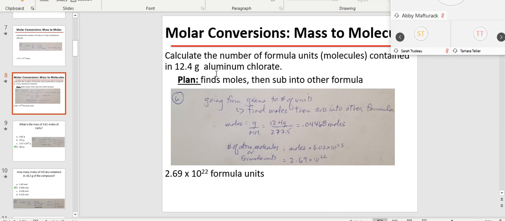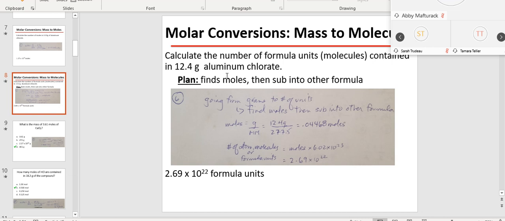Here's one here. Calculate the number of formula units. And I put molecules in here just to help you, all right? But here we're talking about an ionic solid, so that's why we call it formula units, contained in 12.4 grams of aluminum chlorate.